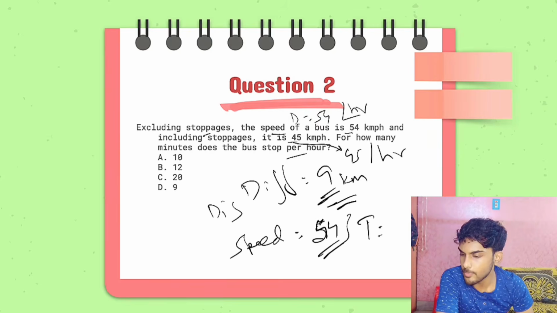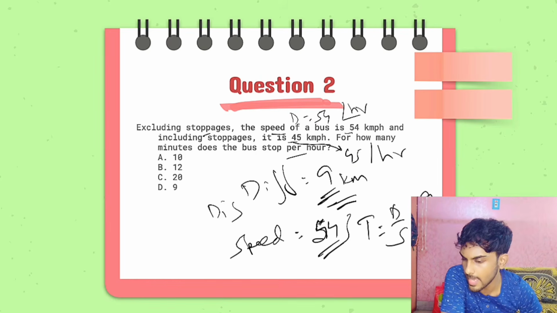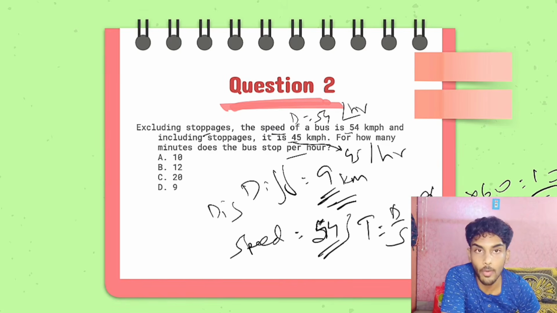So here's the speed. We need to find out the time. Speed equals distance by time, so time equals distance by speed. So distance by speed, the answer becomes 9 by 54, into 60. It's 10. Why 60? Because we need to convert it into minutes, right? Here it was an hour. So it's basically 1 by 6 hours. So 1 by 6 into 60 is 10 minutes. Hence the answer is option A.